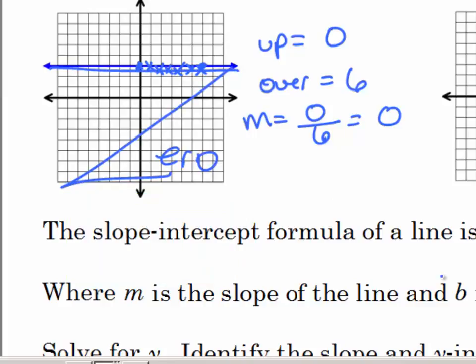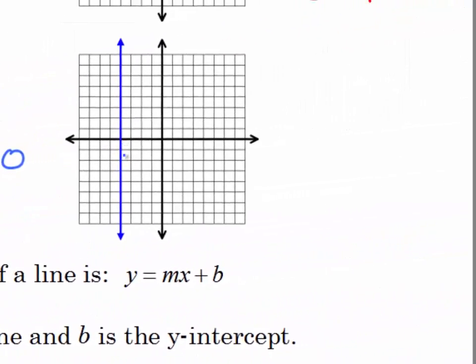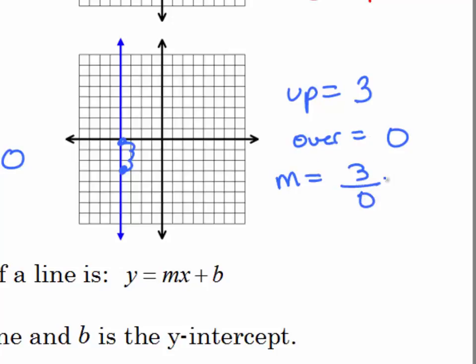But what about that y-intercept? Does it cross the y-axis? Well, yes, it does. It crosses at +3. Well, let's look at this next one. So if I pick a point here, and I pick a point here, and I go, okay, from here I went up 1, 2, 3. But did I go side to side any? No, 0. So let's see, that slope is 3 divided by 0.